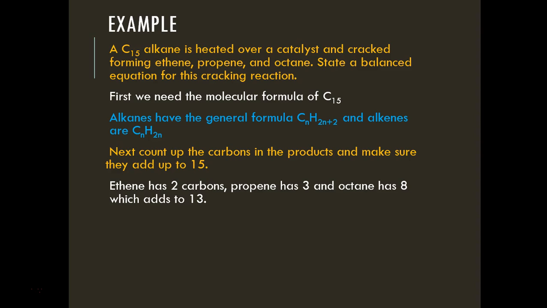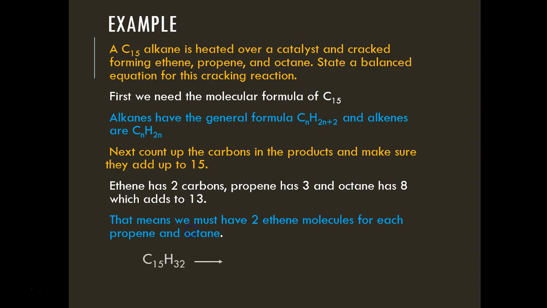So if we had 1 mole of each of those, we would have a total of 13 moles of carbon. Now we're going to need 15 moles of carbon, and so that means we're going to need 2 ethenes, right? If we had 2 octanes, we would have more than 15, and if we had 2 propenes, we would have more than 15. So we know that we have to have 2 additional ethene, or 2 total ethene molecules.